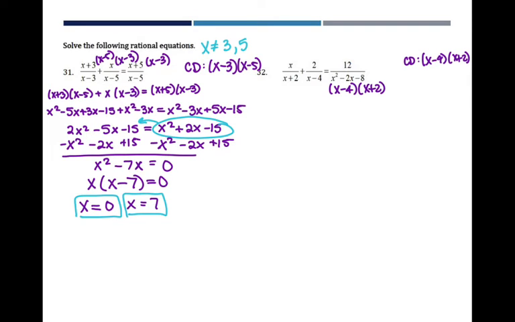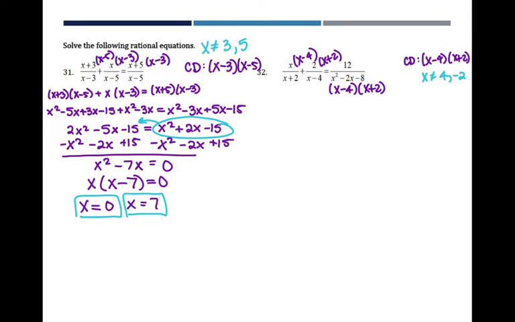Let's see, x cannot be 4 or negative 2. So again, if we do end up with those two values, that means your solution is extraneous. So let's go ahead and multiply by what's missing. For my first fraction, I'm missing the x minus 4. Second fraction, I'm missing the x plus 2. Third fraction, I'm not missing anything.